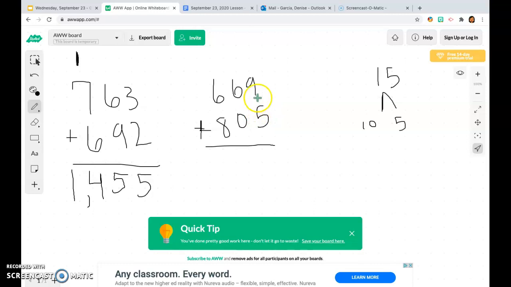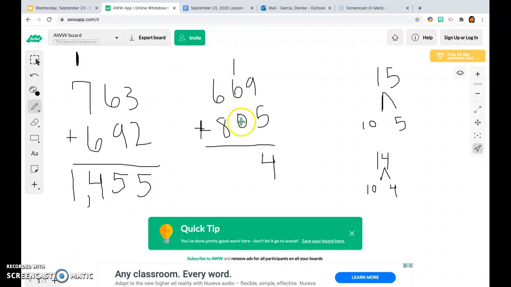Let's practice one more time. Here we start off with the ones place. 9 plus 5 is 14. I'm sorry, because we have 9, 10, 11, 12, 13, 14. 14. Bad, Miss Garcia. It's okay to make mistakes. Since it is a 14, if we were to decompose a 14, we have 1 ten and 4 ones. So we leave the 4 here. We carry over the 1.